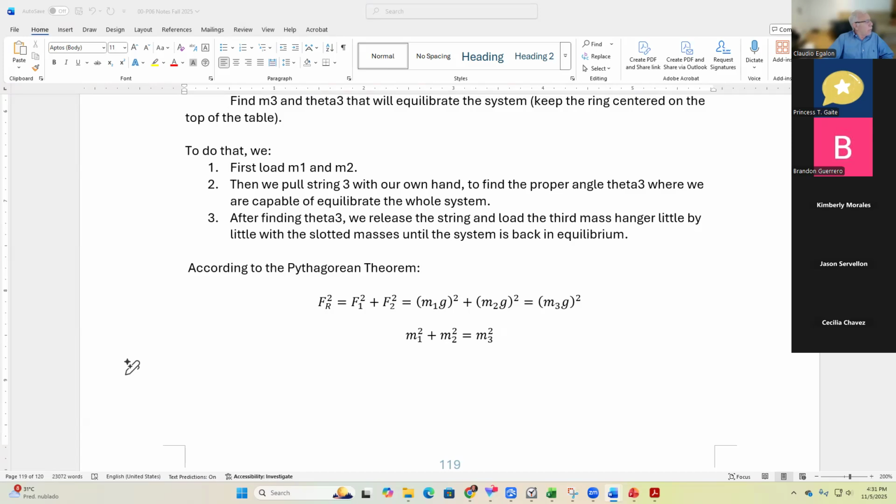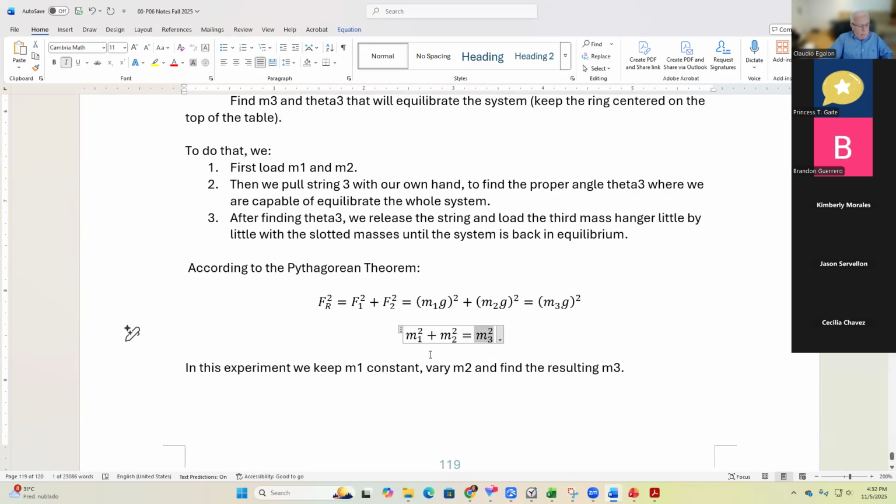What do we do? Okay, in this experiment, we keep M1 constant and vary M2, right? And find the resulting M3. So the equation that we have, let's see, I'm going to put this M3 on the left side.